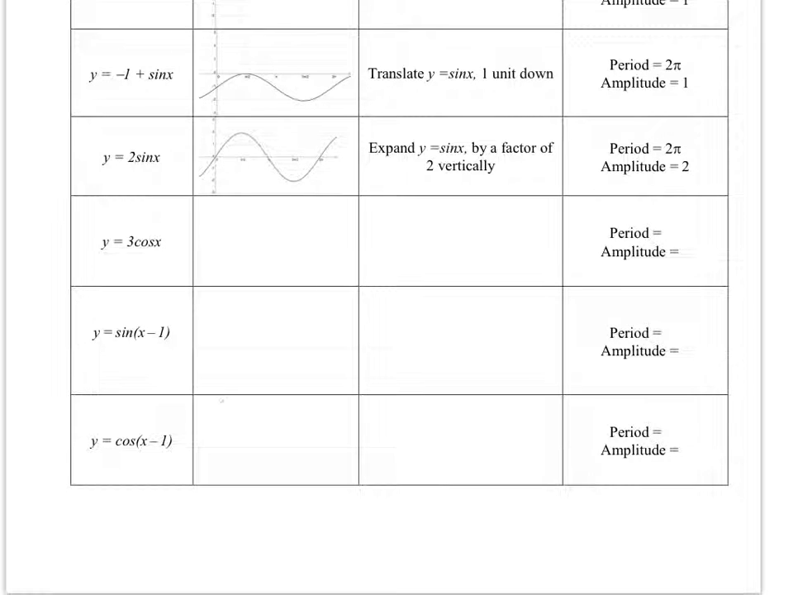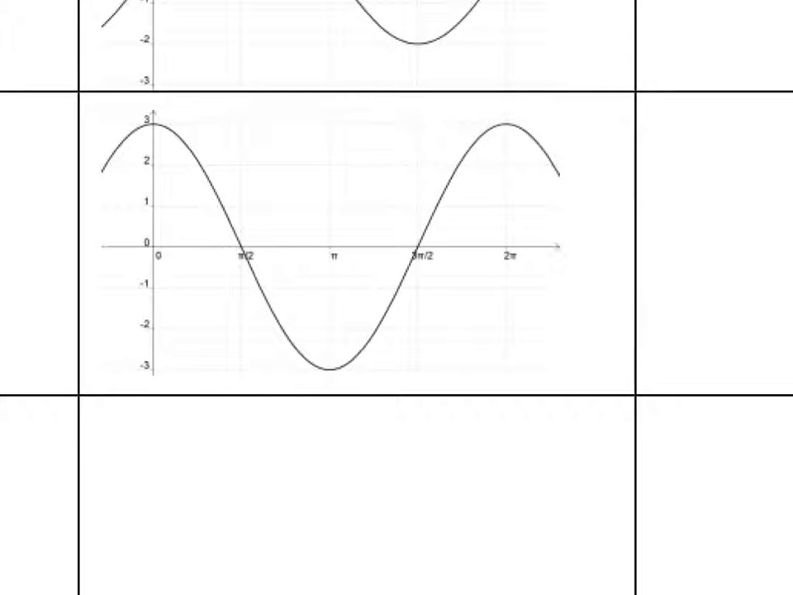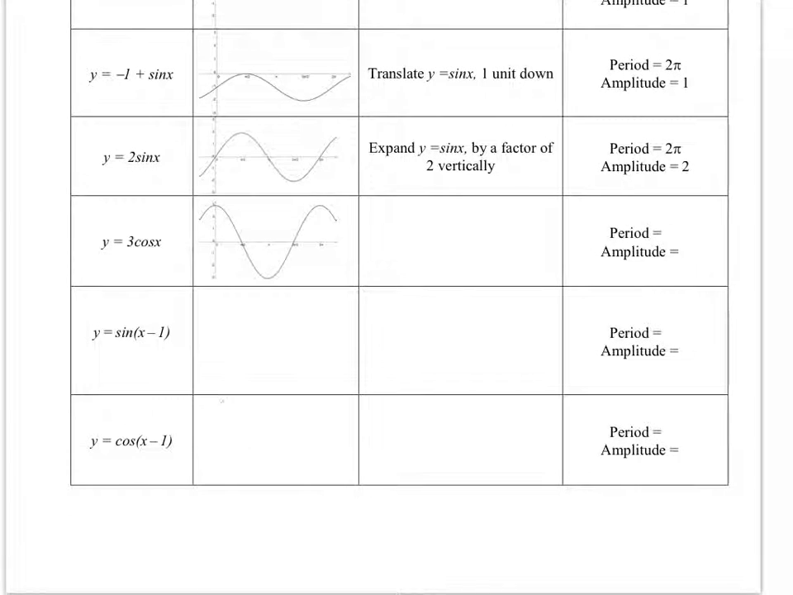In a similar way, if we look at 3 times cosine of x, 3 times cosine of x should look like this, going all the way up to 3 in this case here, and all the way down to -3. And we can say that that's an expansion or a vertical stretch of factor 3.